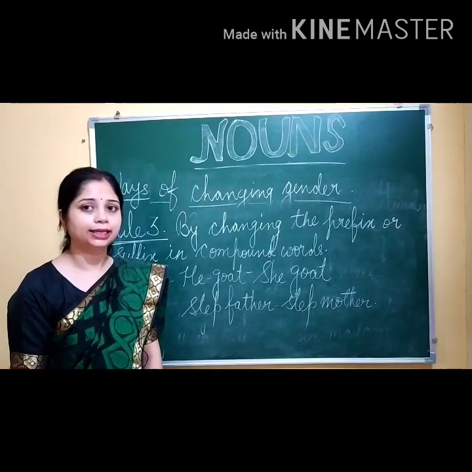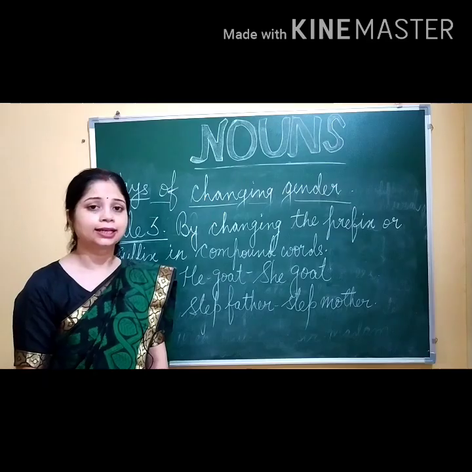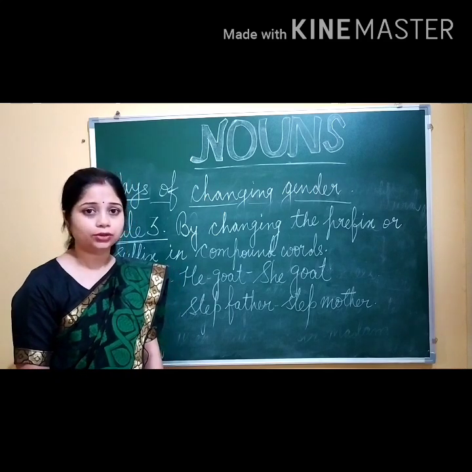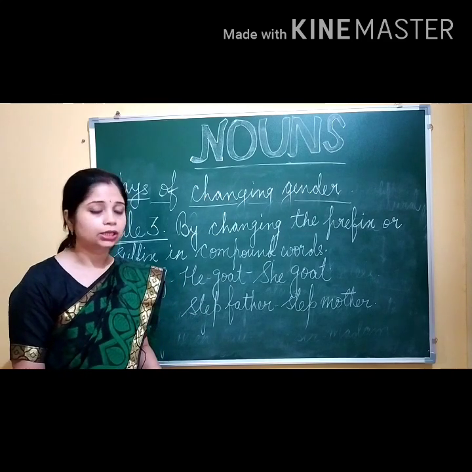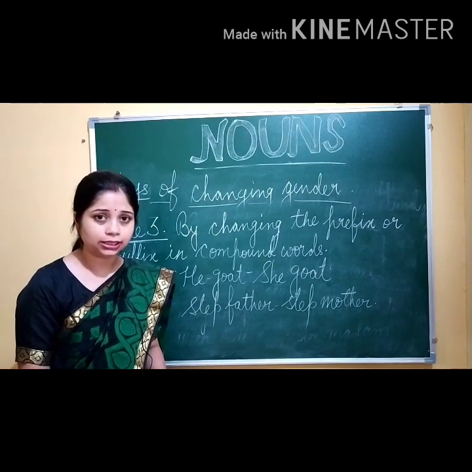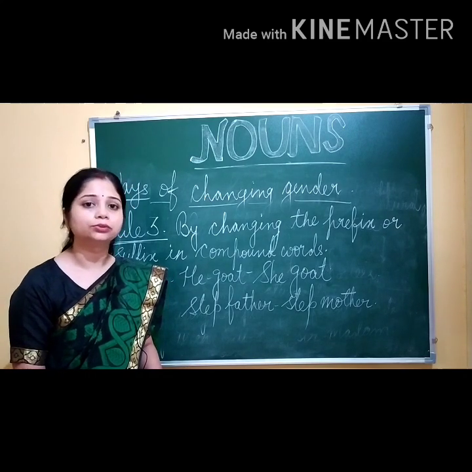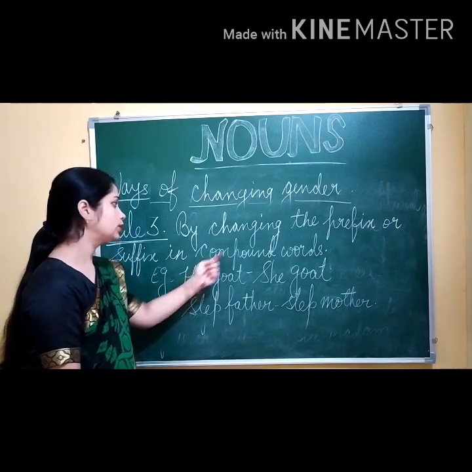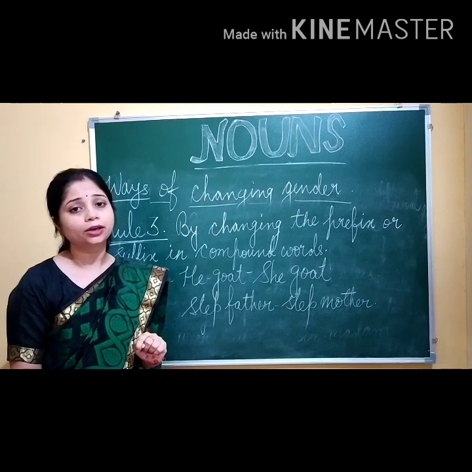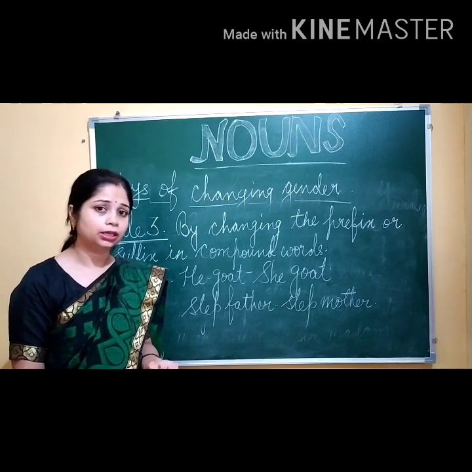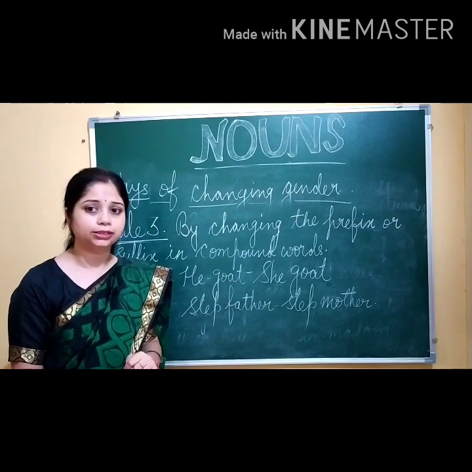Rule number 3 says that we can change the gender of a noun by changing the prefix or suffix in compound words. Compound words, as we have discussed earlier, are formed by joining two or more words or nouns. Now, what are these prefixes or suffixes? Prefixes are added in the beginning of a word to change its meaning. In the same way, suffixes are added at the end of a word to change its meaning.